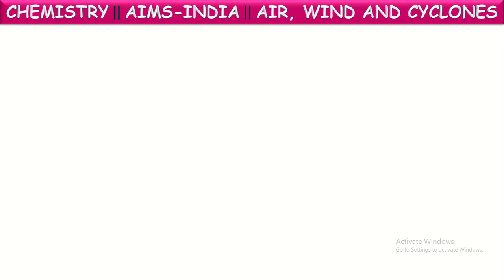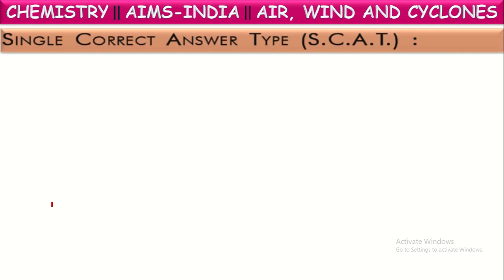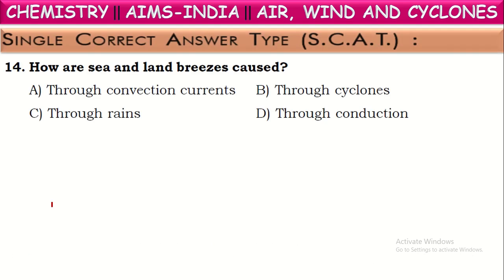Okay. Next one. Now let us see single correct answer type questions. How are sea and land breeze caused? Through convection currents. Because of the difference in the speed of heating and cooling of land and sea, that causes convection currents. So because of these convection currents, land breeze and sea breeze are caused.